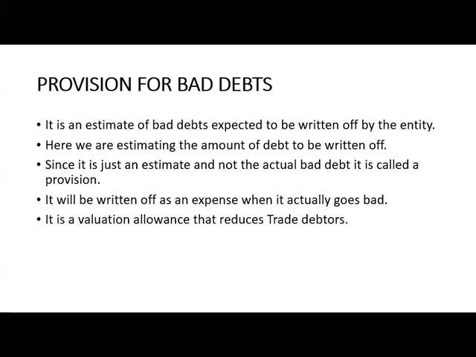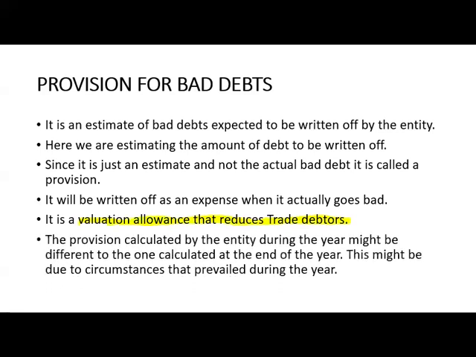And as I said, guys, it's a valuation allowance that reduces trade debtors. And I did ask you guys to highlight that. It is a valuation allowance that reduces trade debtors, right? Now you need to understand that the provision calculated by the entity from last year might be different to the one calculated this year.